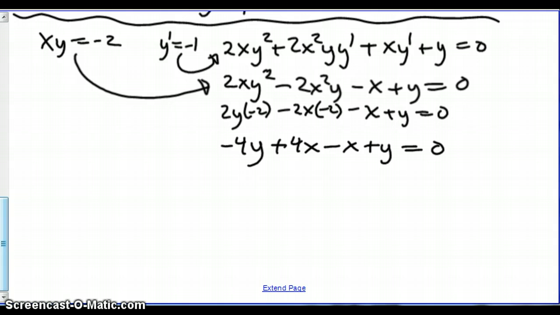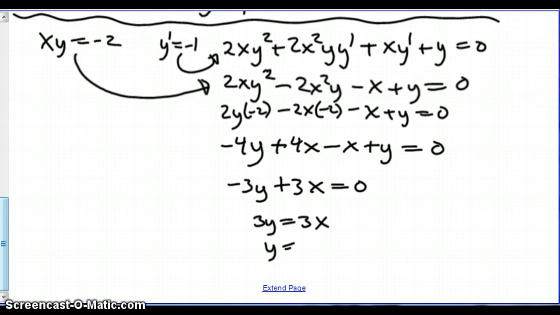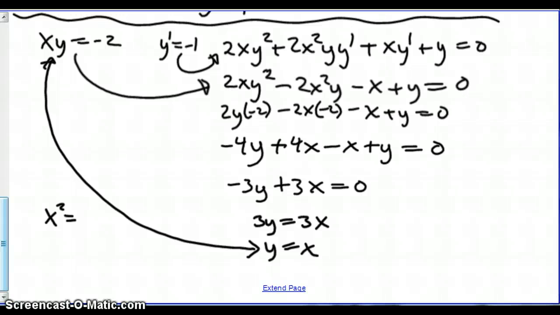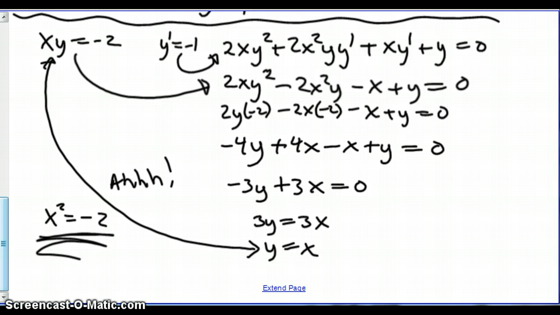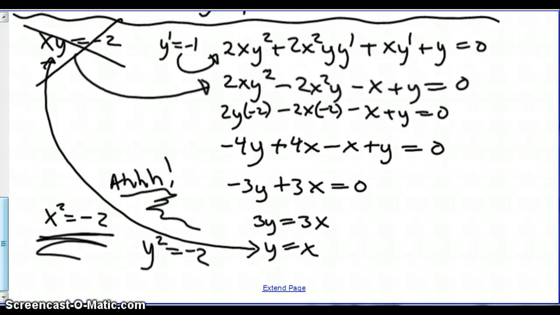Again, I have an expression where I can combine my like terms. -3y plus 3x equals 0. So that means that 3y equals 3x, y equals x. Again, I do need these two things to be true at the same time. So if I make a substitution, I get x squared equals negative 2. That's not possible. There's no squared number that equals a negative number. Okay, what if I substitute in for x instead of y? Then I get y squared equals negative 2. Again, we can't have that. So xy equaling negative 2 doesn't work for us.